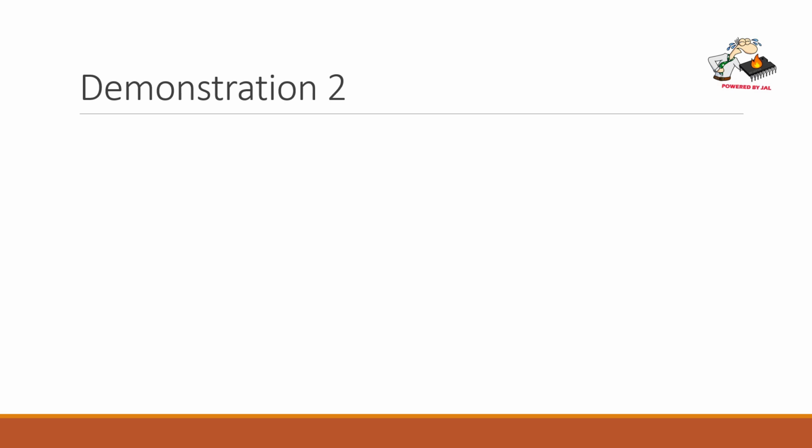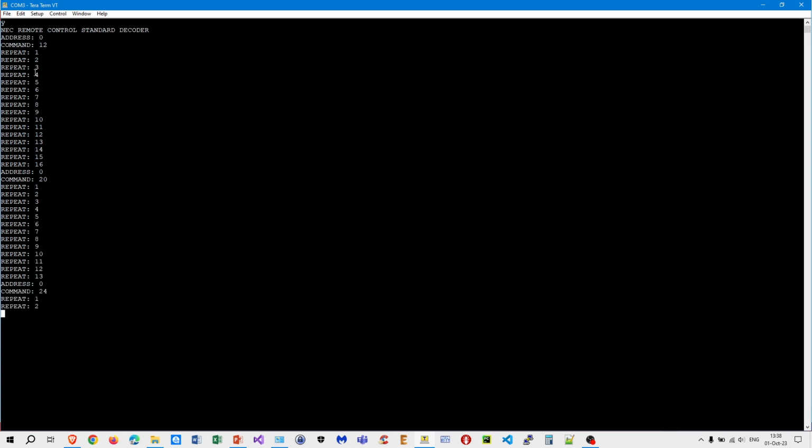And demonstration 2 is the NEC system. Here you see the NEC format. As I mentioned before, it first starts with a command and then a repeat message. If I'm now going to use another remote control, you will see that sometimes the repeat stops, but there's not an incorrect message decoded.